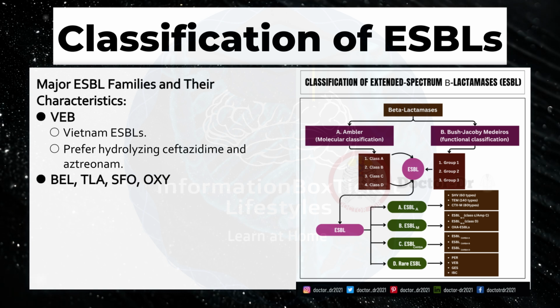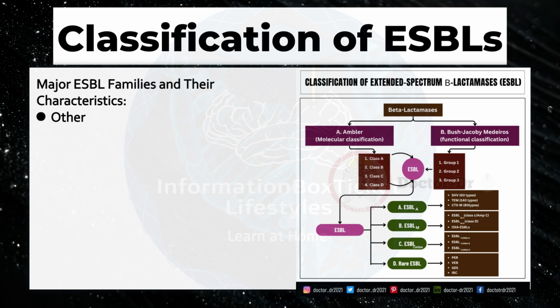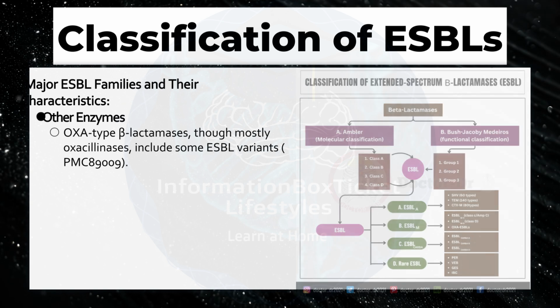BEL, TLA, SFO, OXY, less common, have unique hydrolysis profiles. Some are chromosomally encoded and regionally important. Other enzymes, OXA-type beta-lactamases, though mostly oxacillinases, include some ESBL variants.